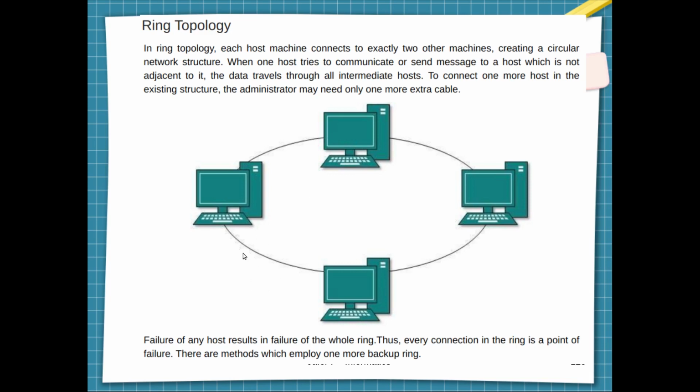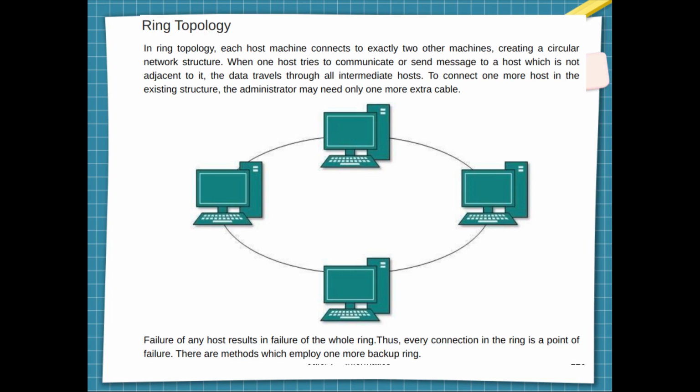That's it. Failure of any host results in failure of the whole ring. So in this case, the biggest disadvantage is if one system fails, then the entire network will fail, right? Thus, every connection in the ring is a point of failure. There are methods which employ one or more backup rings. There are methods to take a backup. That is also possible. So this is about ring topology.